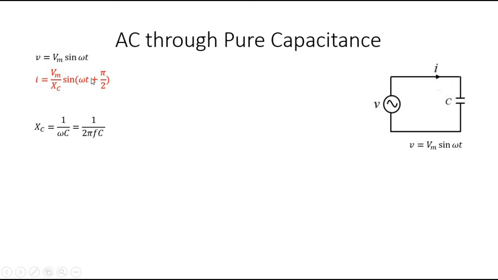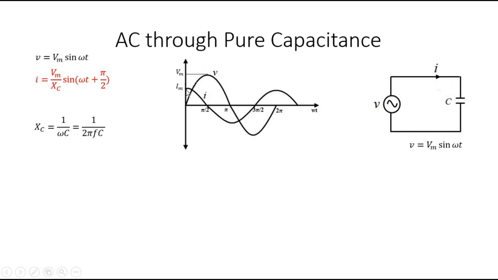From this equation we can plot the waveform. V starts from 0, and I starts early by 90 degrees. So I is starting from here, early, a 90 degree lead. Okay, so V is like this and I is like this. V has the maximum value Vm, and I has the maximum value Vm by Xc. So we can draw the phasor: V has no phase angle, so V is like this, and the current is at plus pi by 2, so it is leading by 90 degrees.